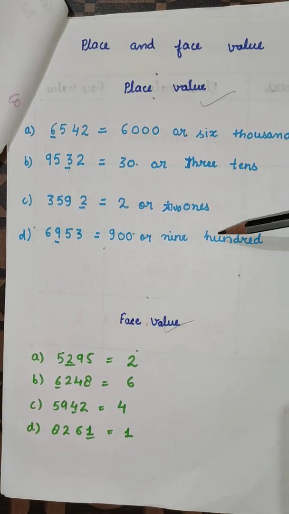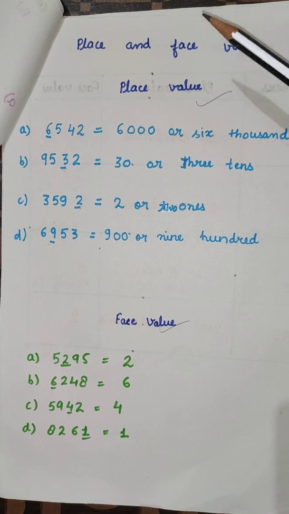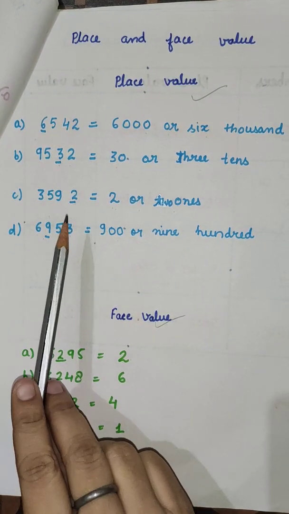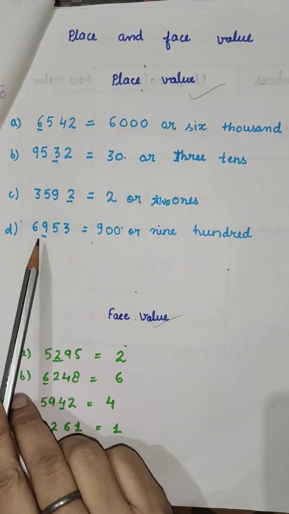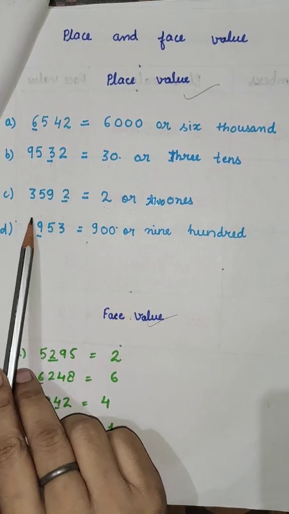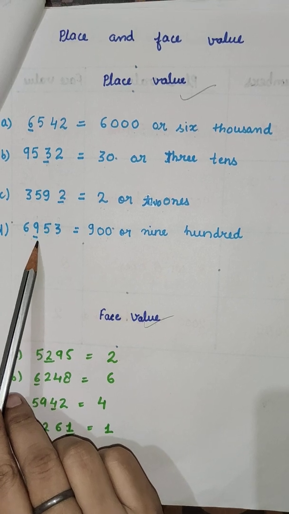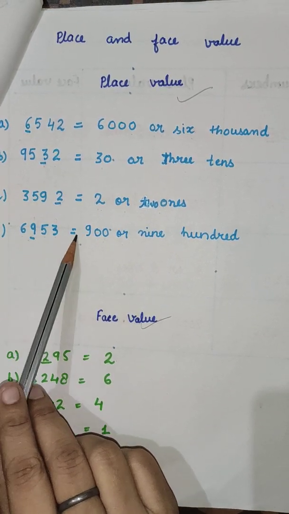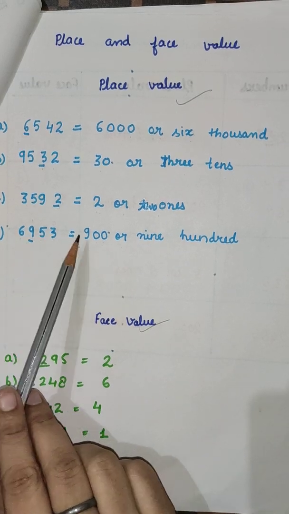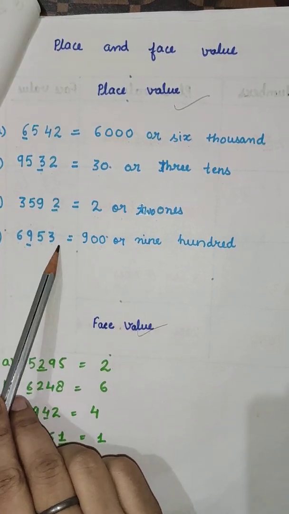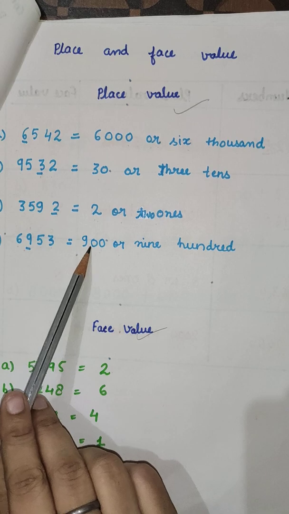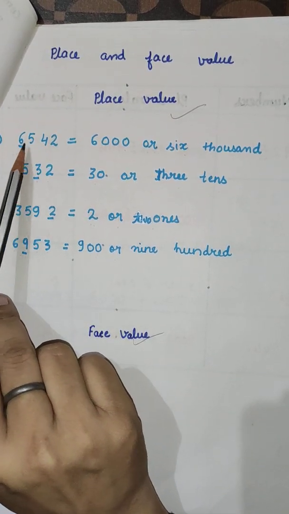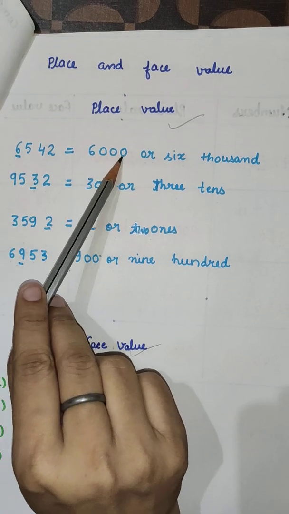Now place value and face value. Suppose I tell you to give me the place value of the underlined digit, any digit. So this is a digit and this is the underlined digit. Now tell me the place value. So what is place value? You have to write down only the digit, and after that, depending on how many digits are there, just put the zeros. Here the place value of 6 is 1, 2, 3, 6,000.